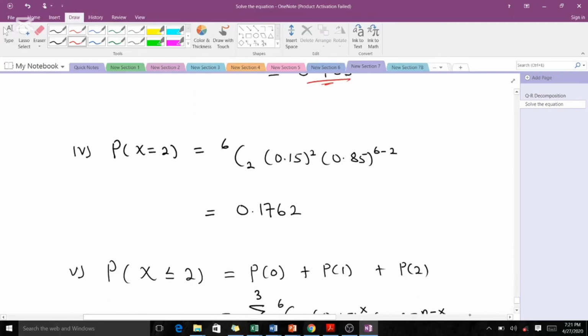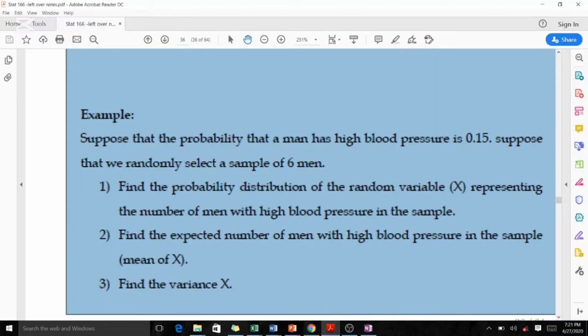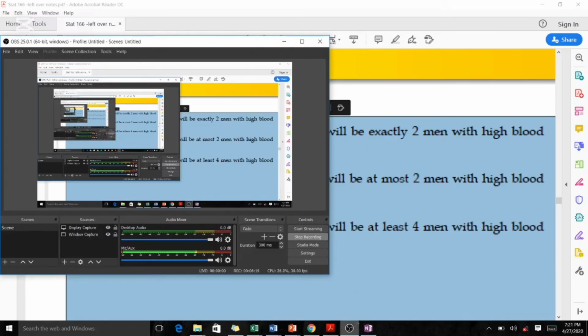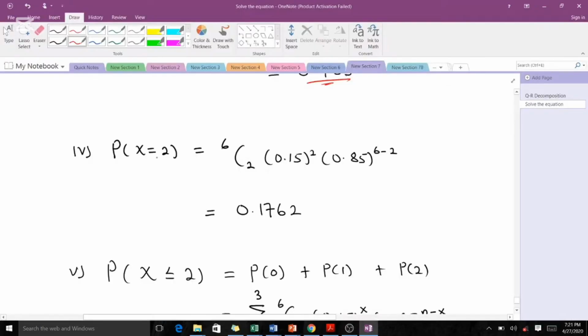So we were asked to find the variance and the standard deviation, the square root of this. The next question says, what is the probability that there will be exactly 2 men with high blood pressure? So we are finding the probability when our x is 2.